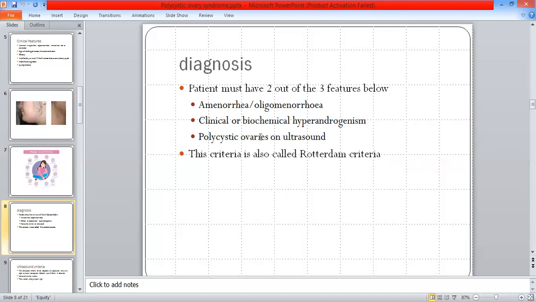When we are performing ultrasound, the ovaries should have the appearance of polycystic ovaries. Of these three features, the patient must have two to fulfill the criteria for polycystic ovary syndrome. This is called the Rotterdam criteria, and it is very important from an MCQ point of view.